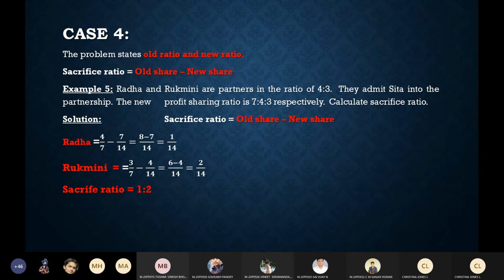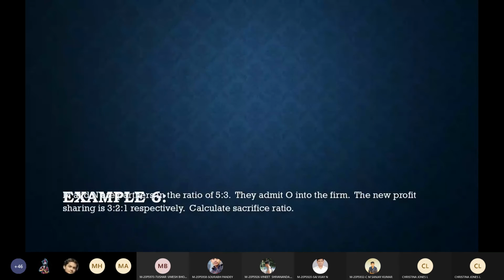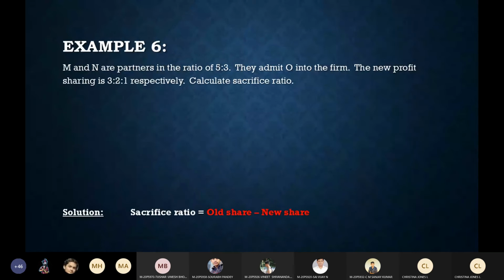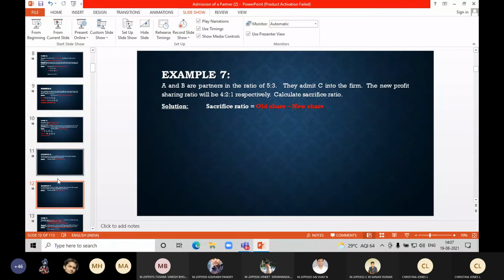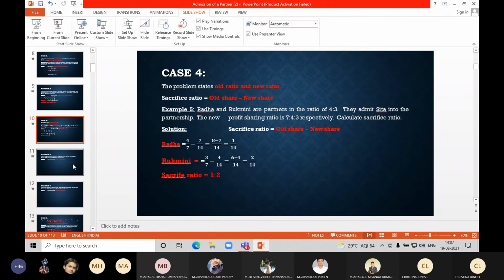Tell me when you're done, we can change the slide. Maybe we can do one more problem like this. Ma'am, new case or the same case for another problem?